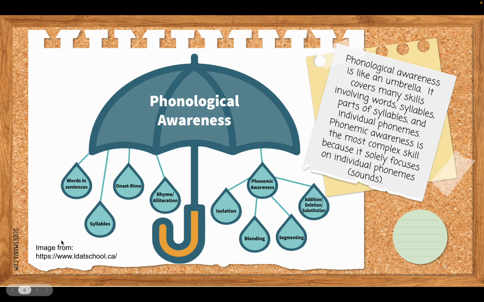Right, so we can think of phonological awareness as an umbrella. It covers many skills in a variety of complexity, starting with word awareness, so just looking at words found in sentences, like how many words are in a sentence, looking then at syllables that are a part of words. Then students can explore onset rhyme, where they're taking apart a word with an initial phoneme and ending sounds. Rhyme and alliteration are also phonological awareness skills.